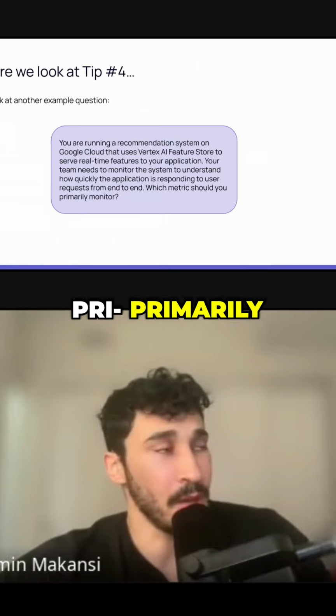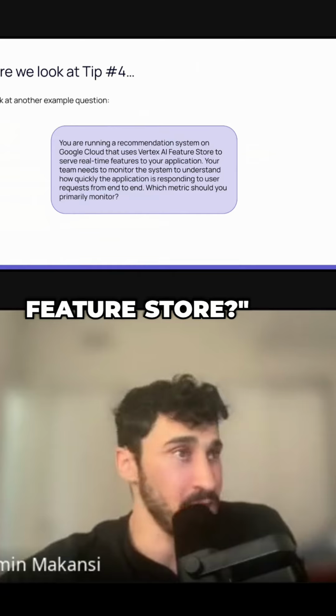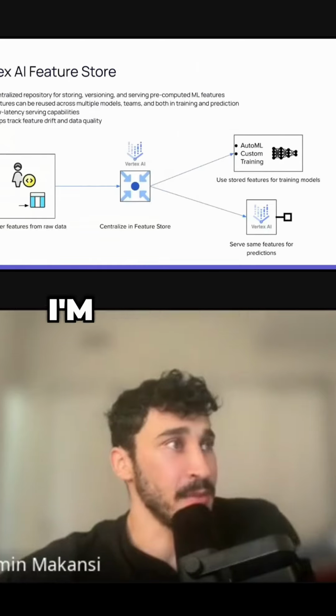What metrics should you primarily monitor? So this is feature store in the question. What is Vertex AI feature store? You might be wondering. And this is something that I'm developing a lesson for.